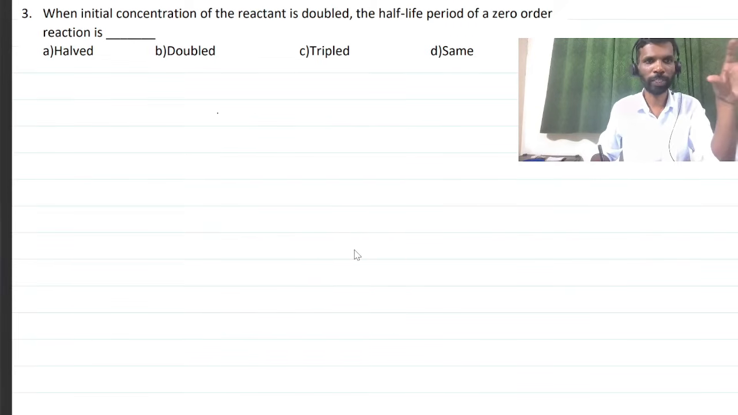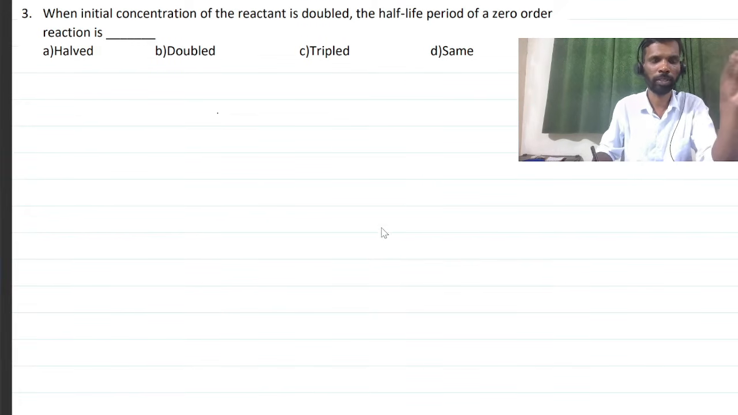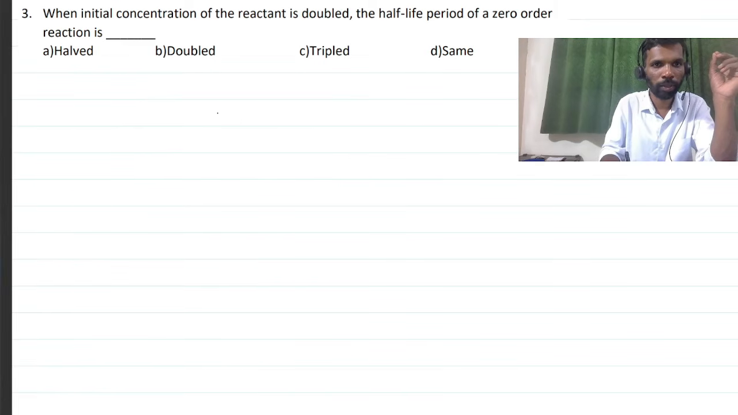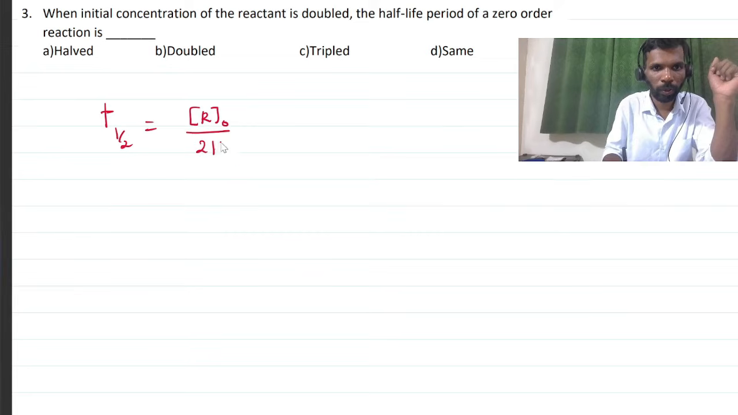This question is very simple. The question asks: when the initial concentration of the reactant is doubled, what happens to the half-life period of a zero order reaction? For a zero order reaction, t half is given as R0 by 2 times K.